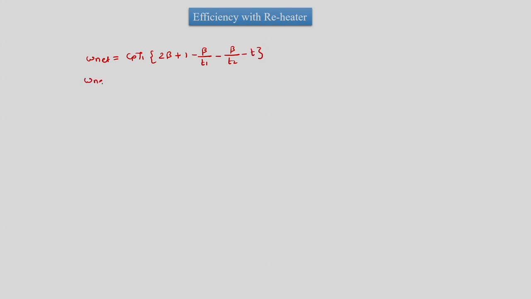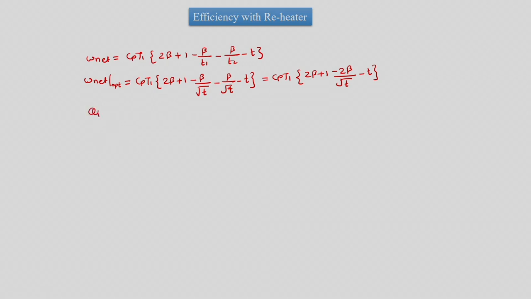So W net in the optimum case is Cp T1 into twice beta plus 1 minus beta upon square root of T minus beta upon square root of T minus T. So we have Cp T1 into twice beta plus 1 minus twice beta upon root T minus T. So this is the efficiency network, and again which is maximum network.